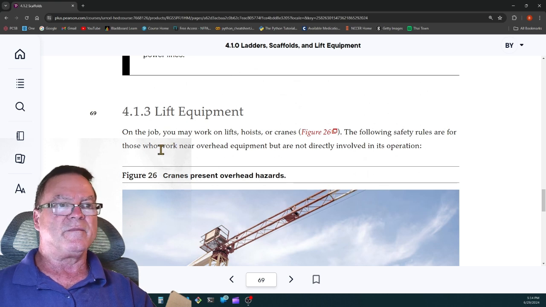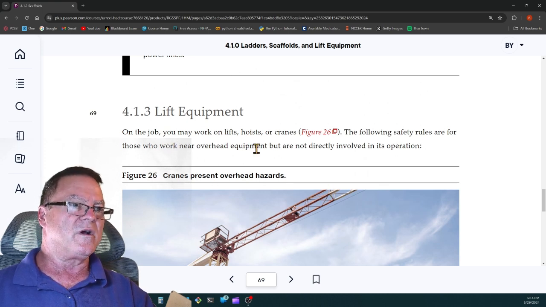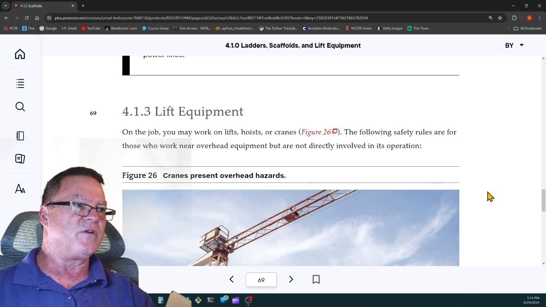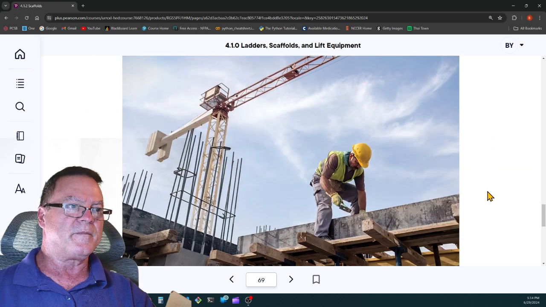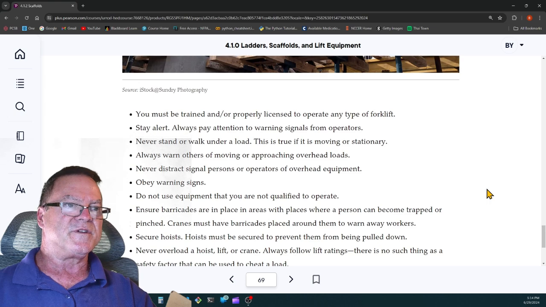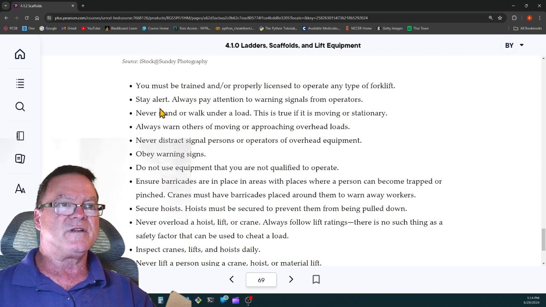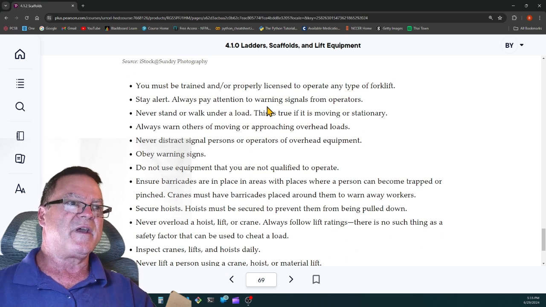4.1.3 Lift equipment. On the job, you may work on lifts, hoists, or cranes. The following safety rules are for those who work near overhead equipment but are not directly involved with its operation. You must be trained and or properly licensed to operate any type of forklift. Stay alert. Always pay attention to the warning signs from operators.